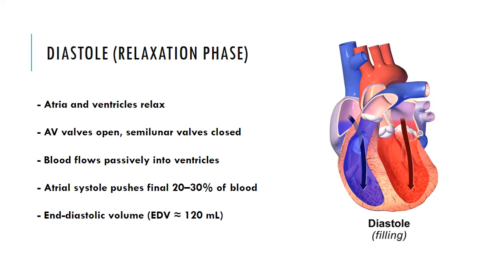Toward the end of diastole, the atria contract in what we call atrial systole, giving the ventricles one last push of blood. At this point, the ventricles are full, containing about 120 milliliters of blood. That is called the end diastolic volume.